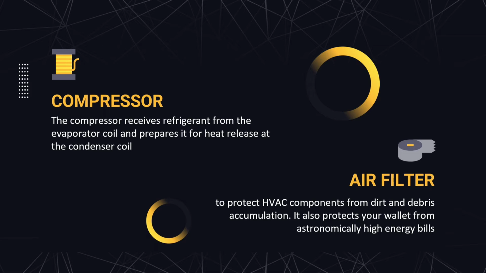Let's start the presentation. For compressor, a split air conditioning system is used in most homes with a central air conditioning system. The compressor is housed in the outside unit in this system. The compressor receives refrigerant from the evaporator coil and prepares it for heat release at the condenser coil. The compressor is driven by a motor with a piston and cylinder.